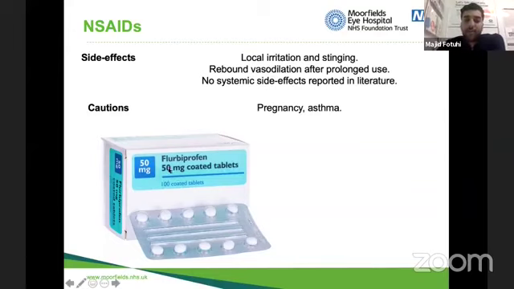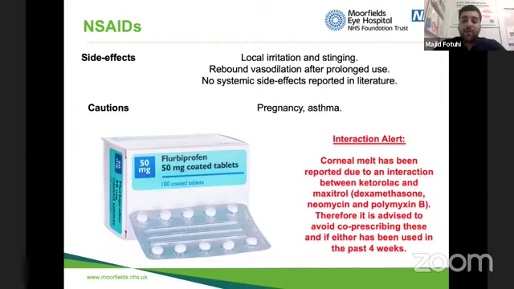I have mentioned here flurbiprofen, which is tablets of non-steroidal anti-inflammatories. And this is something we do use at Moorfields, and the reason for this is because once it's systemically absorbed as a tablet, it actually has really good ocular penetrance. So it works very well as an anti-inflammatory and an analgesic for pain and swelling within the eye, even though it's taken as a tablet. So this is something we do use extensively as well.